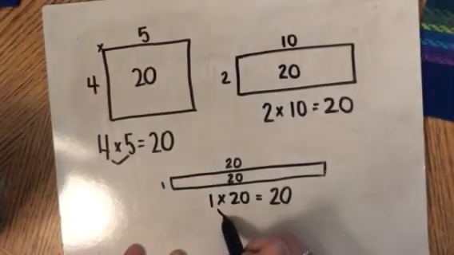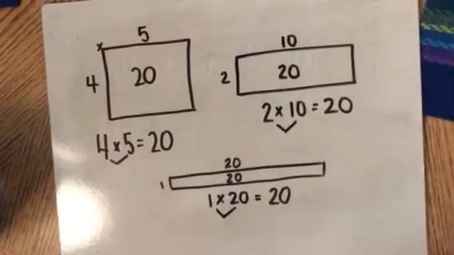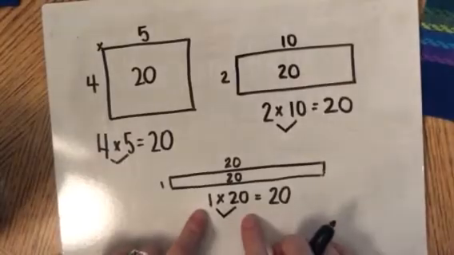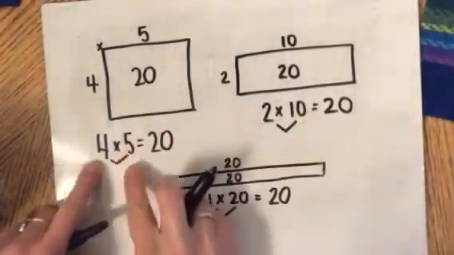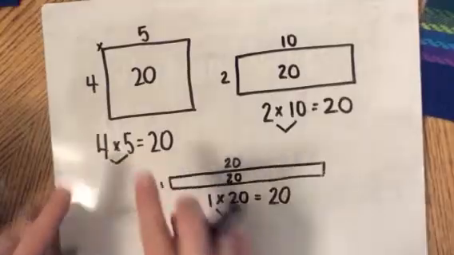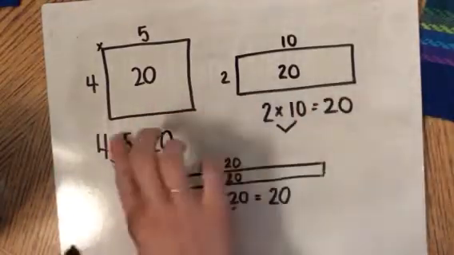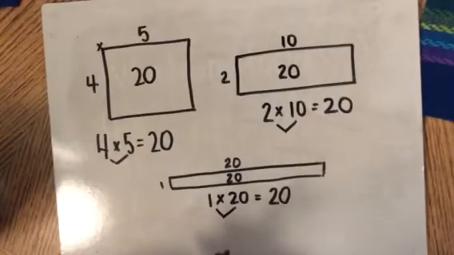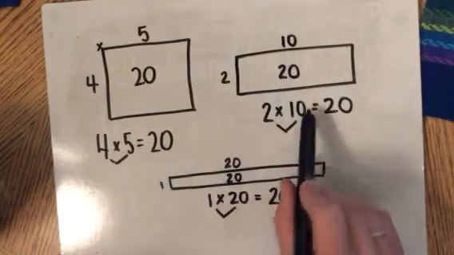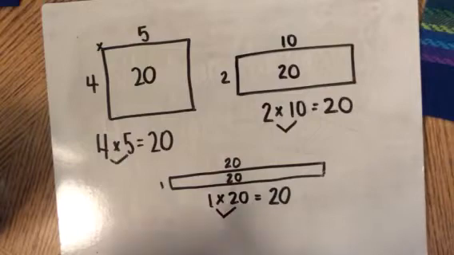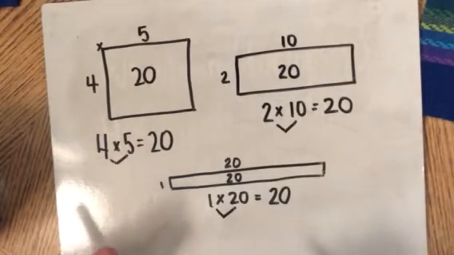So the factor pairs of 20 are 1 and 20, 2 and 10, and 4 and 5. So it has 3 factor pairs, 1, 2, 3, and 6 factors, 1, 2, 3, 4, 5, 6. So how could I show this in another way? Remember, the factor rainbow is a way that we can make sure we get all of the factors.